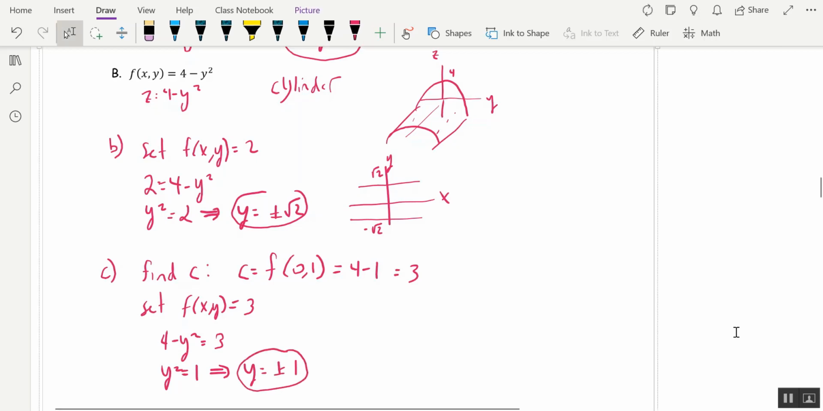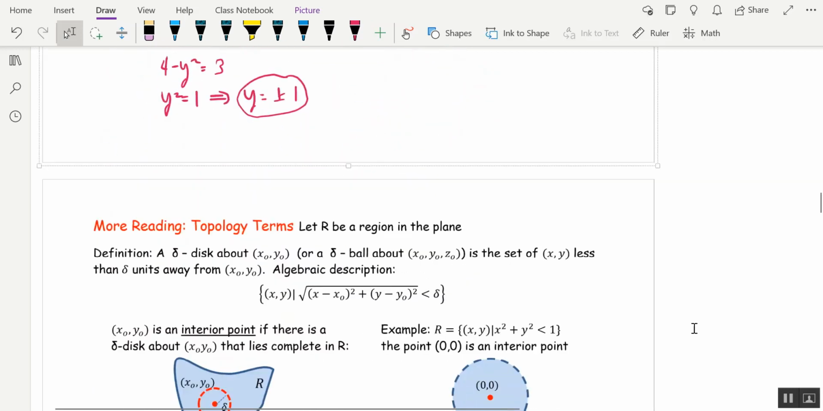Okay, and that's the end of this section. There is some more reading if you're interested on topology on the last page.